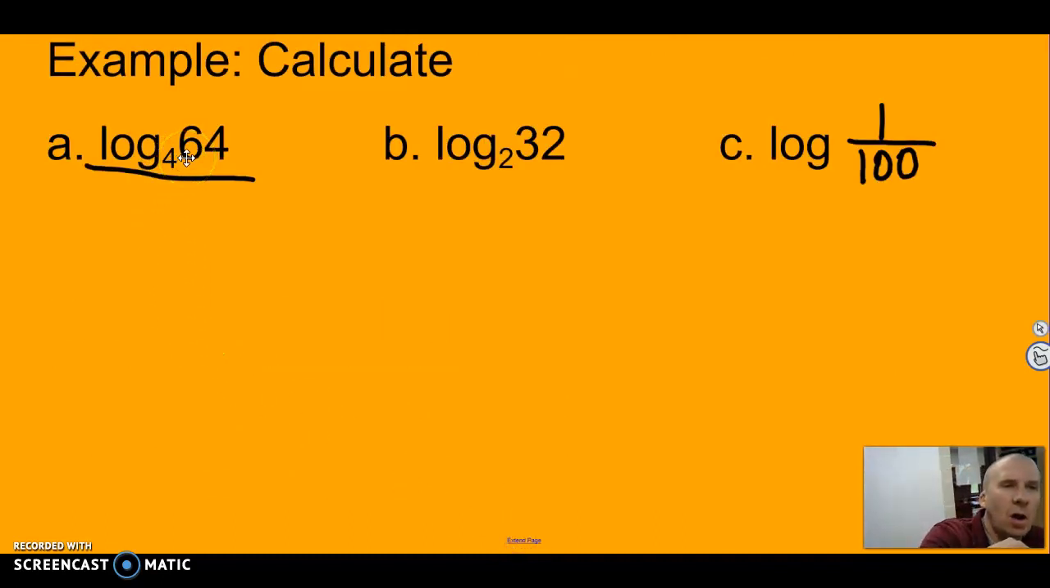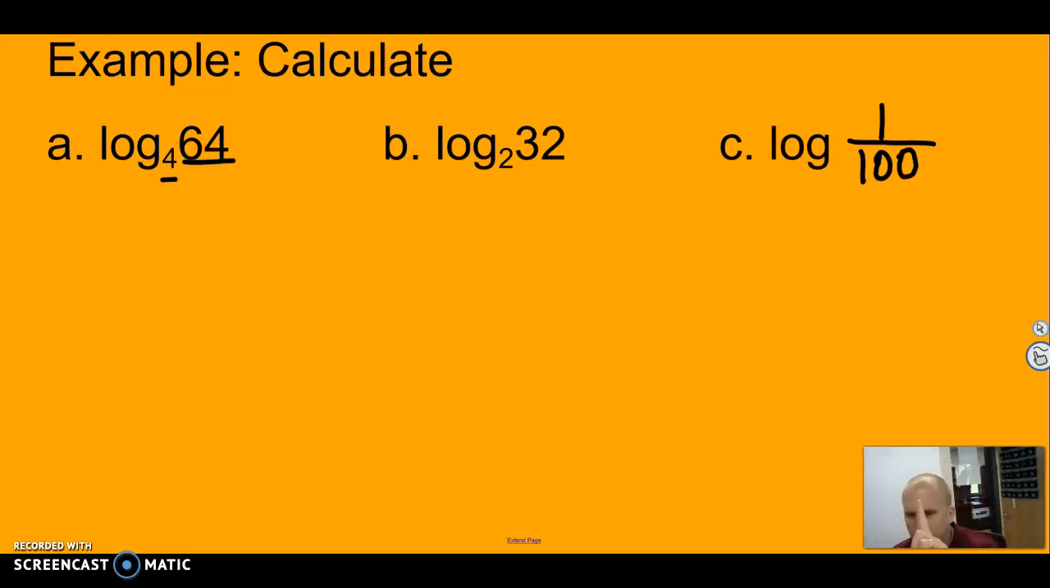And we said logs ask the question, to what power? So we're asking the question, 4 to what power is 64? So we've asked that question, what power on 4 gets us to 64? So let's start counting by 4s, but we're doing a power. So that means we're not going to count by 4s, we're actually going to multiply by 4s.